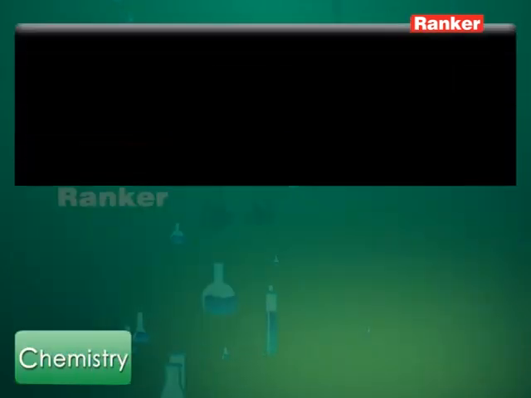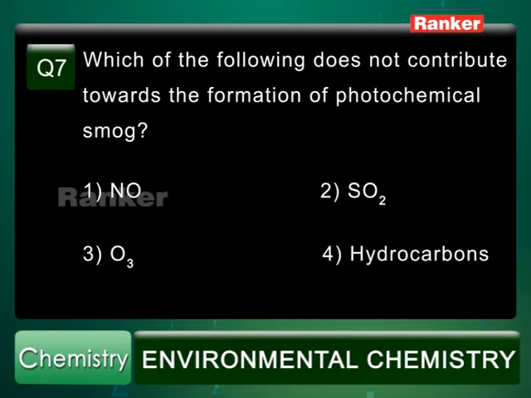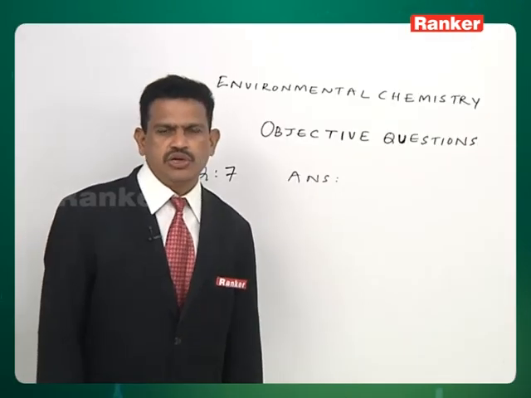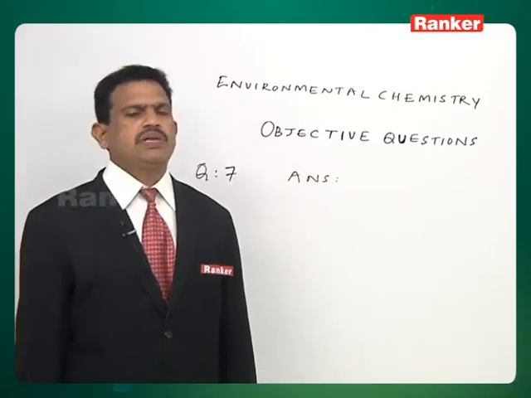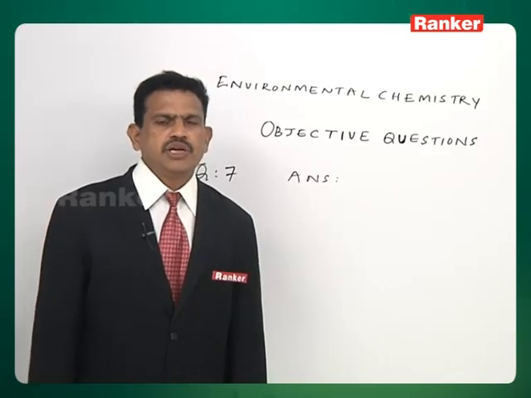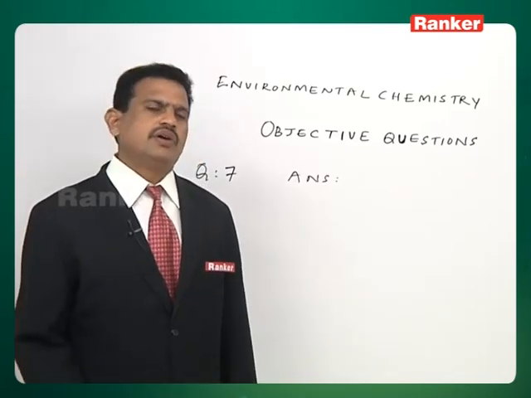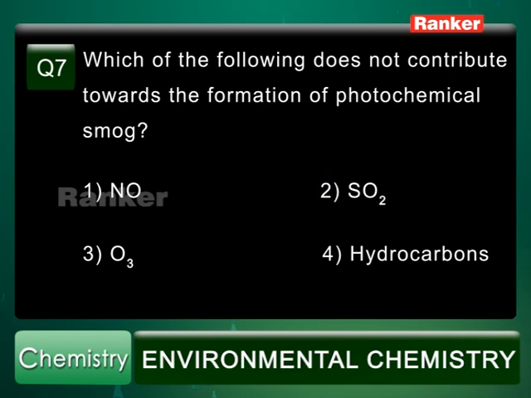Moving to question number 7. Which of the following does not contribute towards the formation of photochemical smog? Which is not responsible to produce photochemical smog? Option 1. Nitric oxide. Option 2. Sulfur dioxide. Option 3. Ozone molecules. Option 4. Hydrocarbons. As in the previous question, sulfur dioxide does not contribute towards the formation of photochemical smog, because it is responsible for classical smog. So we can go for option 2 for question number 7.